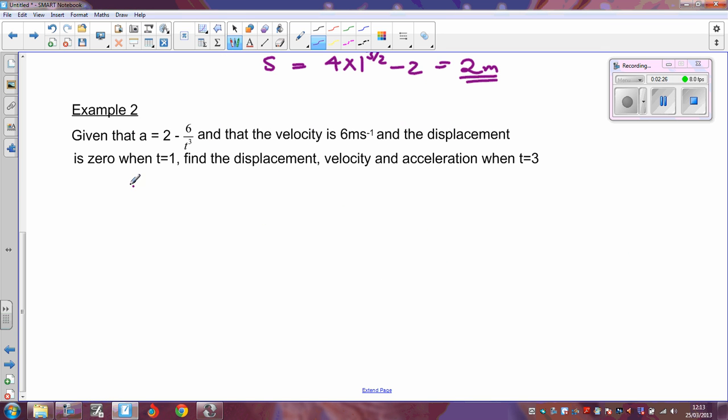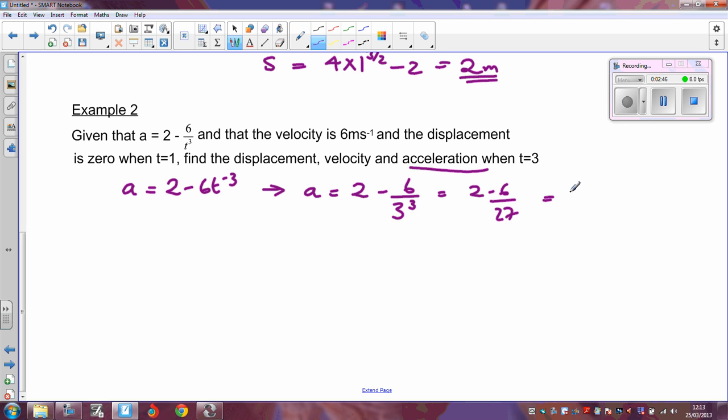Okay, another example here. We're told that a is equal to 2 minus 6t to the power minus 3. So the first thing we need to find is the acceleration when t is 3. So the acceleration is just going to be 2 minus 6 over 3 cubed. So that's 2 minus 6 over 27, and if we divide the top and the bottom by 3, that's 2 minus 2 ninths. So in other words, that's going to be 1 and 7/9 meters per second.